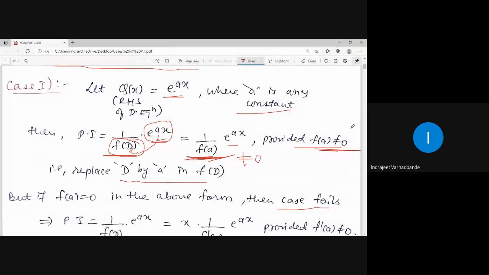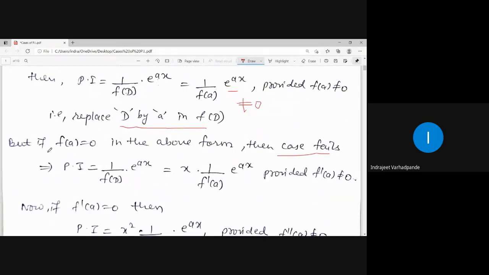So in such a situation where the case fails, we have to multiply the whole expression by x and differentiate the denominator with respect to D, and then we try to put the value of D as a. This we have to continue unless and until the denominator is non-zero or the value is finite or some definite quantity comes out as the answer. So if f of a is equal to 0 in the above form, the case fails.